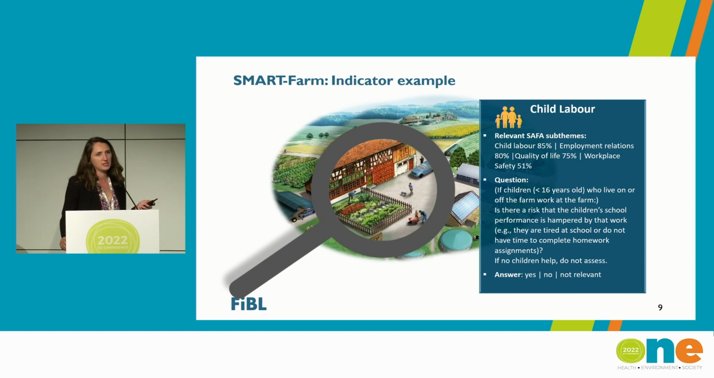So let's say we have an indicator, child labor, and this child labor influences several subthemes. So of course the subtheme child labor, but also employment relations, quality of life, and workplace safety. Yes, and then we have a question, which is of course only asked if there are children working on the farm, but then we ask, okay, is there a risk that the performance of the children at school is hampered by this? And then we also have sometimes examples like, well, are they tired, or they're not able to do their homework? Yes, so this is the question that the assessor, also the enumerator, sees.